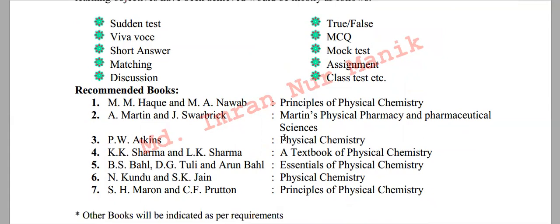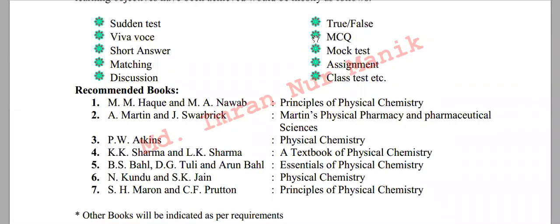Number 1 books is the Principles of Physical Chemistry, written by M.M. Hawk and M.E. Nawab. Martin's Physical Pharmacy and Pharmaceutical Science, written by A. Martin and J. Sorbrick. This book, Martin's Physical Pharmacy, is the main textbook for physical pharmacy students, but it is written in American style English, which is quite difficult for us. That is why we generally go through, or we study.